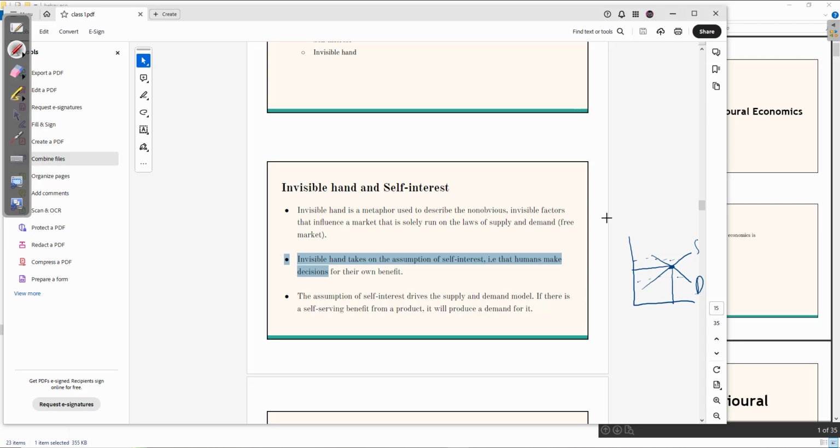Invisible hand is a metaphor used to describe the non-obvious invisible factors that influence a market that is solely run on the laws of supply and demand. A free market, where no government intervention is there. The invisible hand takes on the assumption of self-interest, that is, humans make decisions for their own benefit. The assumption of self-interest drives the supply and demand model. If there is a self-serving benefit from a product, it will produce a demand for it. Simple. That's the assumption on which the theory is working.